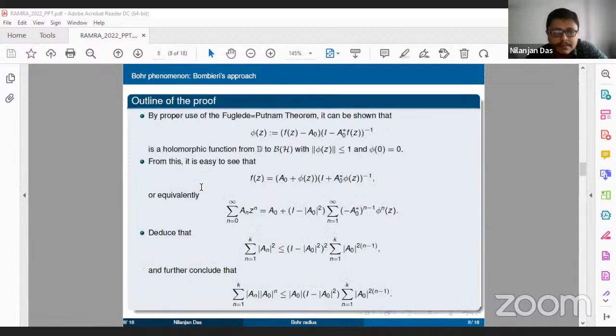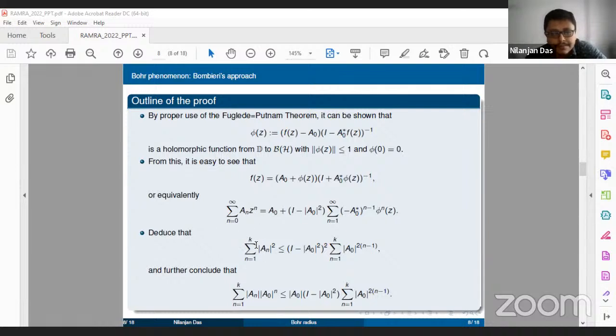So, I have included a brief outline of the proof. So basically what lies at the heart of this proof is the Foias-Putnam theorem. Using it appropriately and repeatedly, one can construct an automorphism type thing given by phi(f(z)) equals (f(z) minus a_0) into the inverse of (1 minus a_0 star into f(z)). So that is going to be a holomorphic function from D to B(H) with norm less than 1 and fixing the origin.